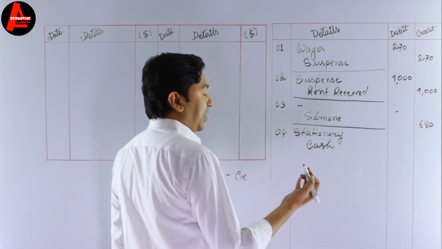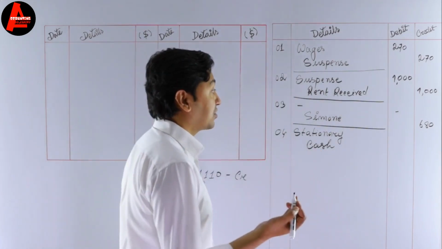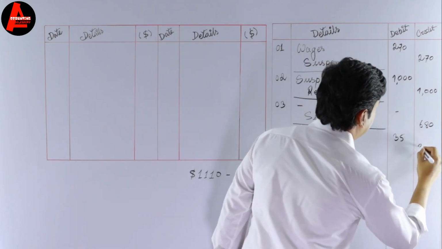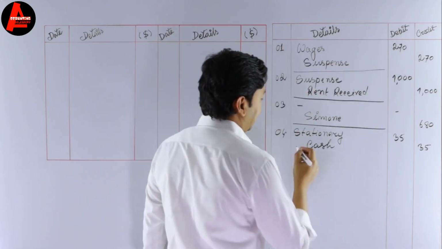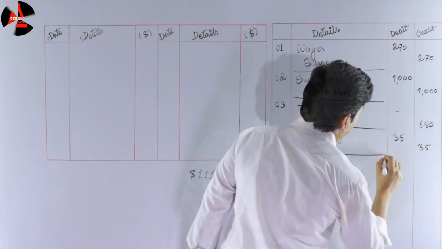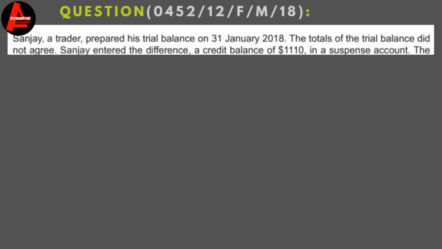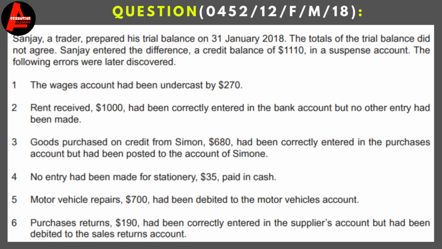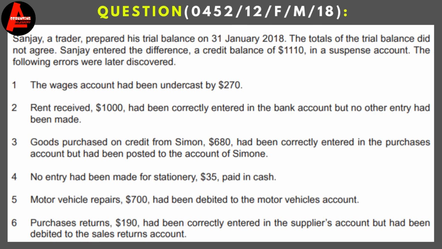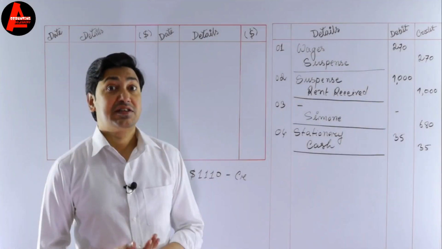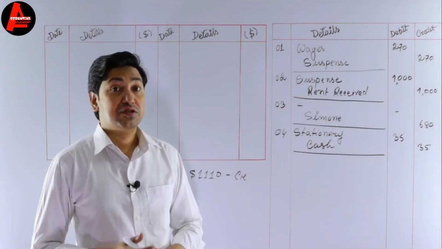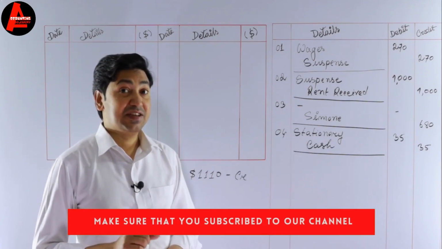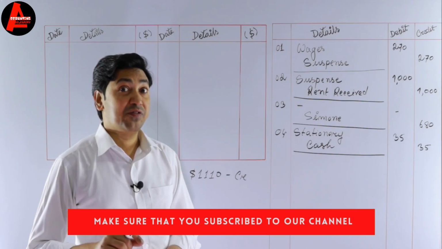Why cash? Because money is paid in cash, so cash goes out. So what is the value here? It is $35 debit and the same amount credit. So this is also over. Very good. What is next one? Number 5. Motor vehicle repair $700 had been debited to the motor vehicle account. So what type of error is this? This is an error of principle. Motor vehicle repair is an expense, so this expense is recorded on the motor vehicle ledger.